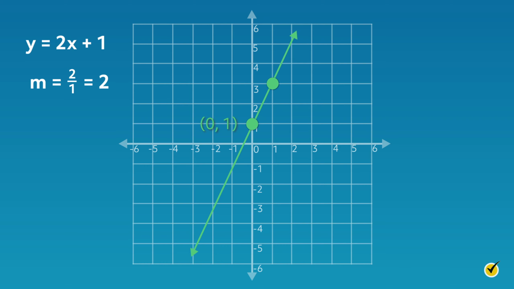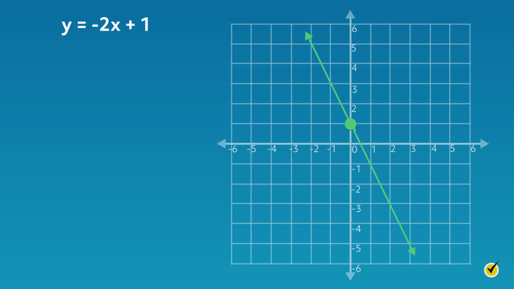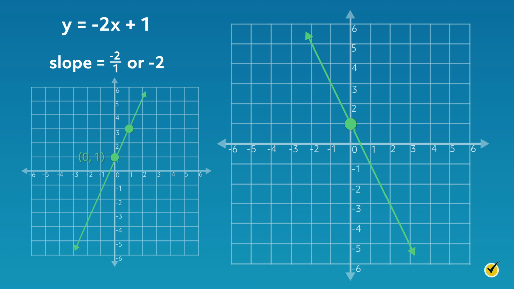Now let's consider how the graph changes if we change the slope. Consider the equation y equals negative 2x plus 1. It is the same as our last equation, except now our value for slope is a negative number: negative 2 over 1, or negative 2. Let's examine the new graph for this equation and compare it to the previous graph.